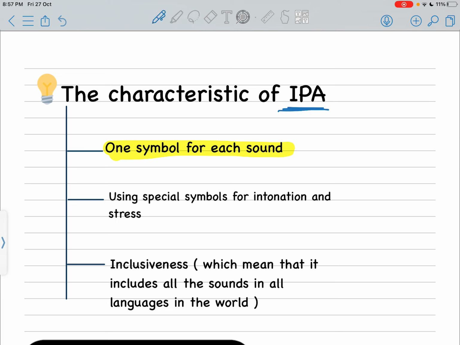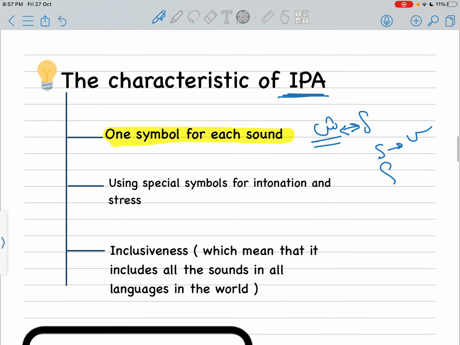So this sound is just sha. It is not sa, it is not ka, it's just sha. And this sound is just sa. Okay, and this sound is just a.